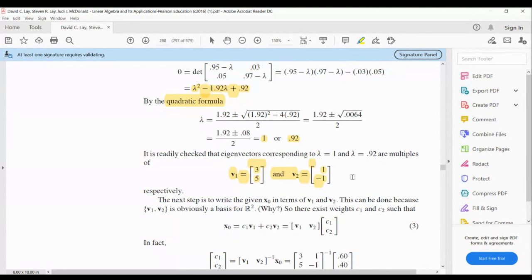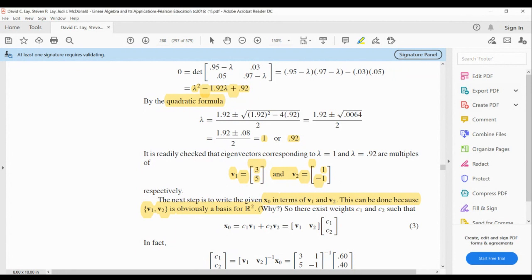Okay, so what they do is they have V1 and V2, the eigenvectors, and then they write the initial vector x sub 0 in terms of V1 and V2, which you can do because those two eigenvectors form a basis for R squared, which means any vector in R2 can be written as a linear combination of those basis vectors. Okay.